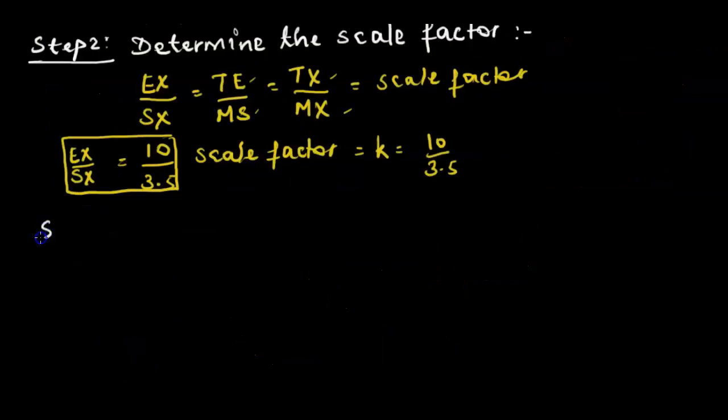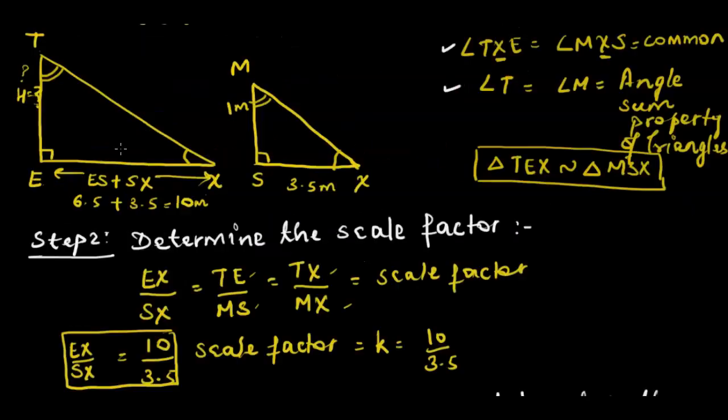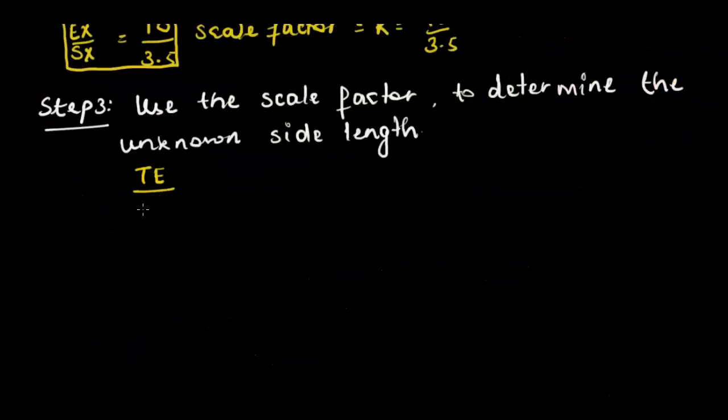Next we have step number 3, and step 3 says use the scale factor to determine the unknown side length. And how do we do that in this example? The unknown side length that we have is TE. That along with MS we can write as a ratio equal to the scale factor that we have found in step 2. So we would write down TE over MS is equal to 10 over 3.5.